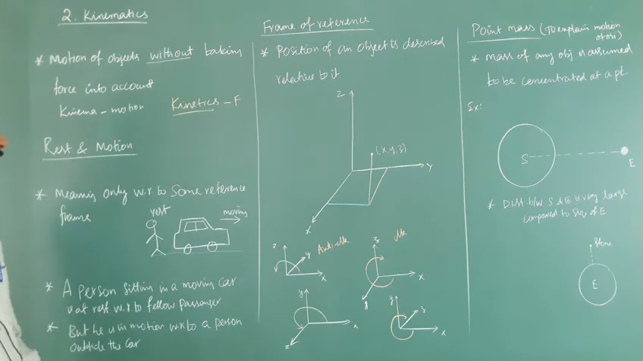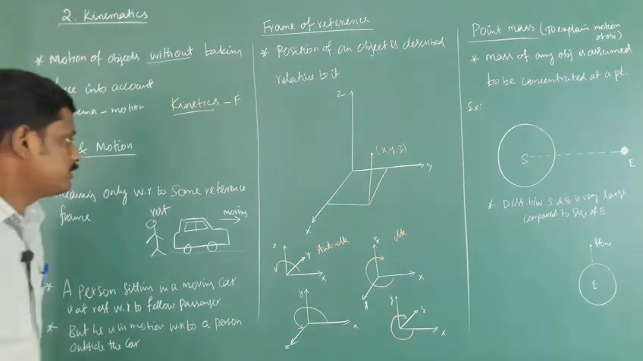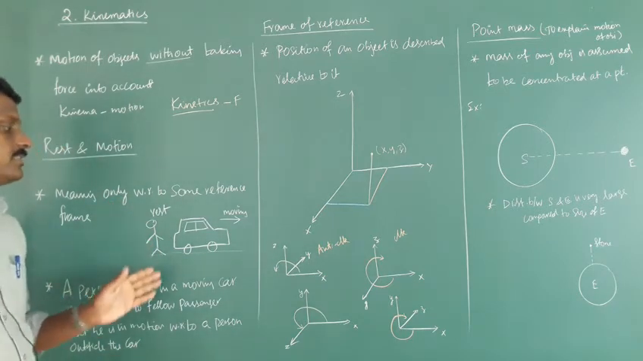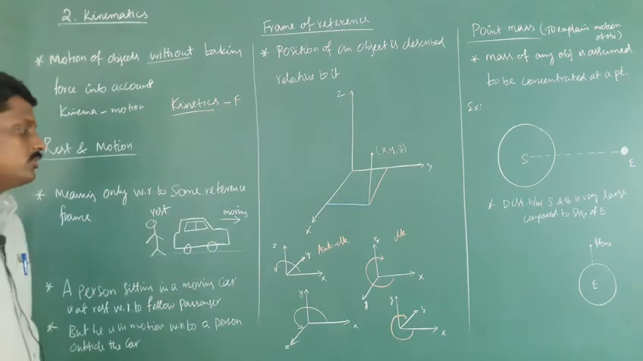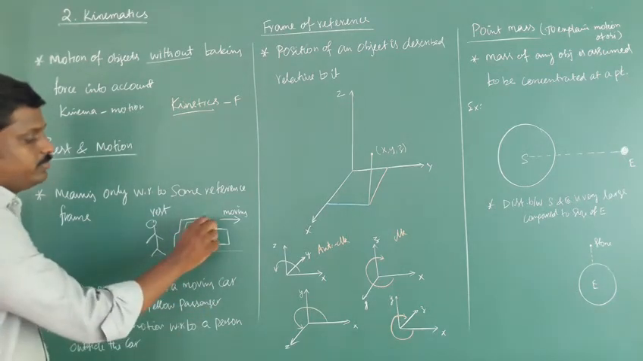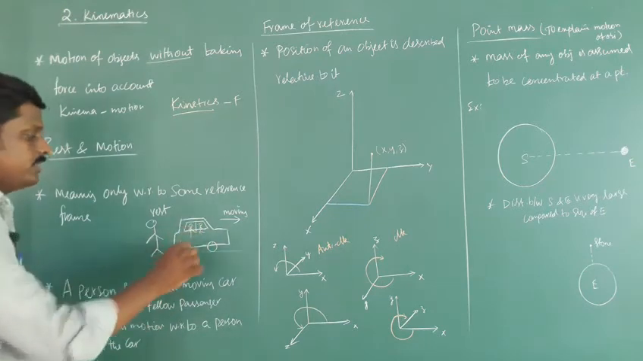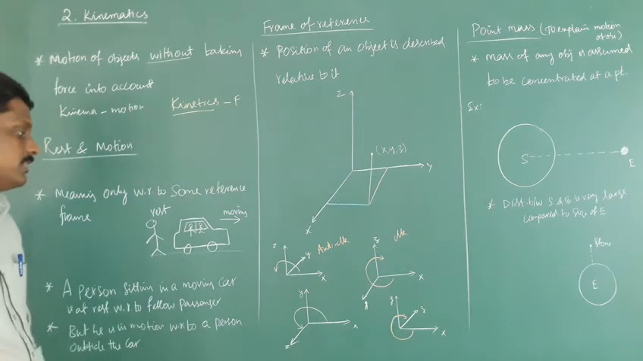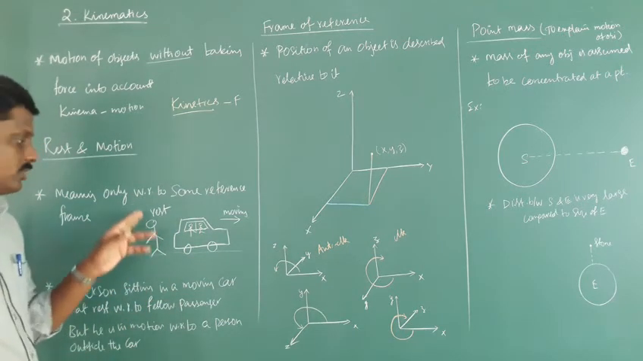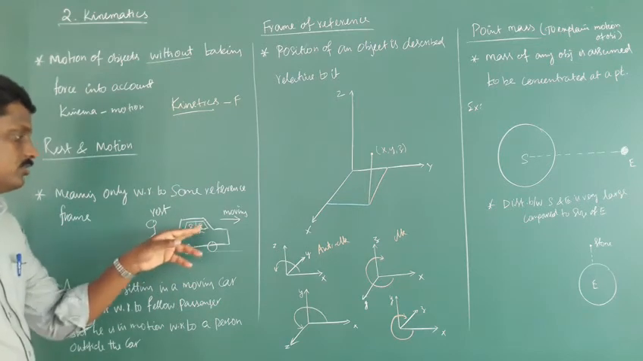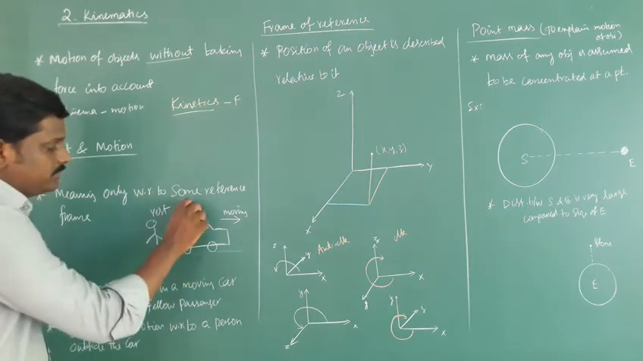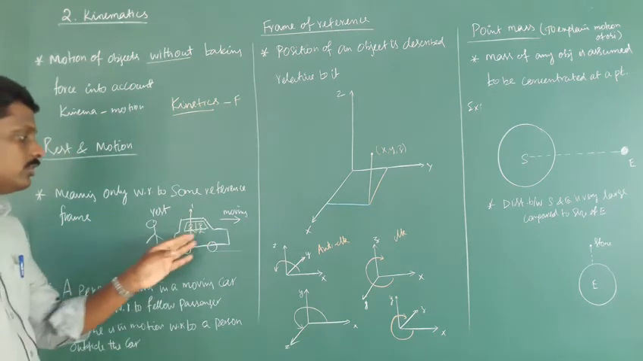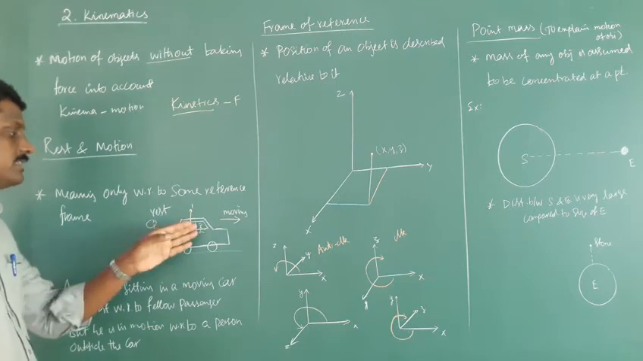Then rest and motion. Whether an object is at rest or in motion is with respect to some frame of reference. For example, a man is at rest and he sees a moving car with velocity v. Inside the car, two passengers are there. The passenger is at rest with respect to the fellow passenger, but both are moving with respect to that person outside the car.